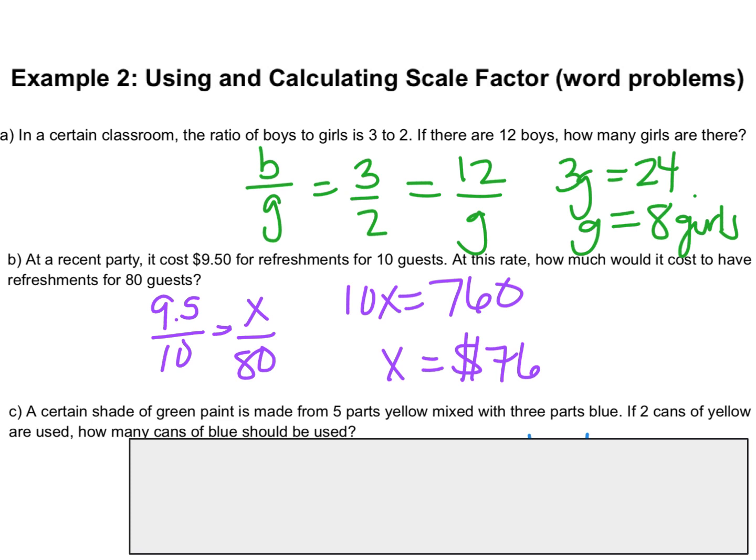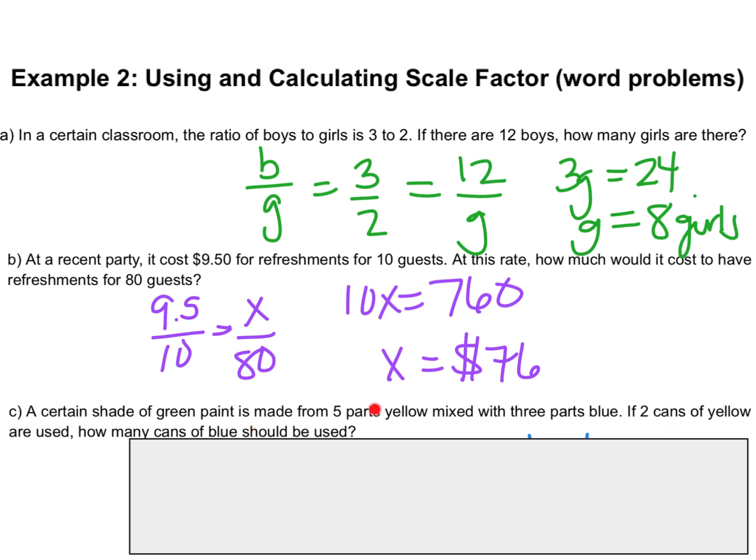Last problem, a certain shade of green paint is made from 5 parts yellow mixed with 3 parts blue. If 2 cans of yellow are used, how many cans of blue should be used? So this is a good problem because we're trying to get a specific shade of green. So in order to be consistent, we have to mix at a certain ratio of blue and yellow. And so 5 parts yellow, 3 parts blue. If we have 2 cans of yellow, how many cans of blue should we use?